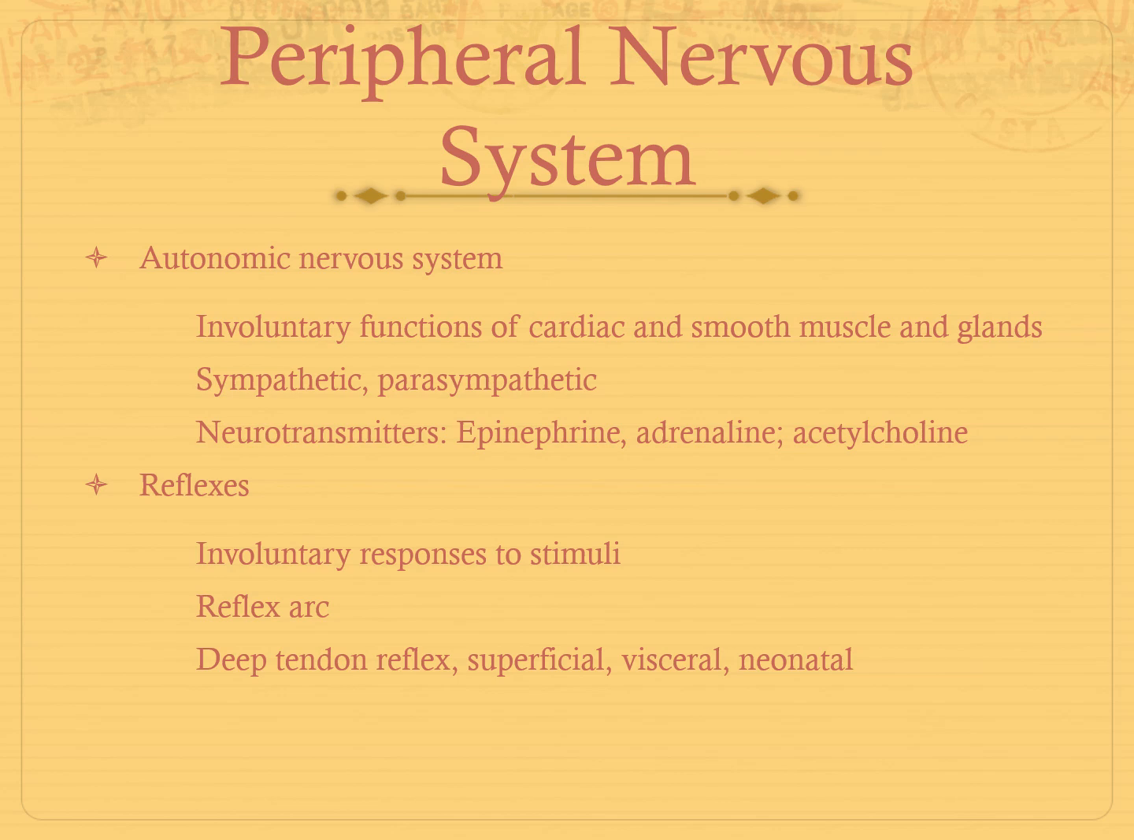There are several categories of reflexes. We have deep tendon reflexes, and these are the reflexes most commonly assessed during a neurologic exam, including the biceps, triceps, brachioradialis, patellar, and Achilles. These help evaluate the integrity of the peripheral nerves, spinal cord, and upper motor neuron pathways.